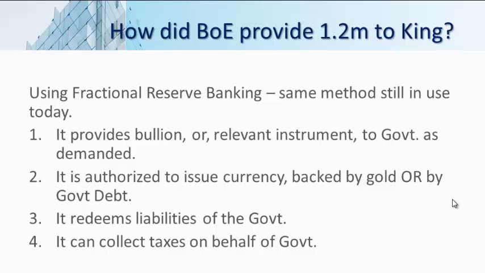The bank is now authorized to issue currency backed by gold or by government debt. It can redeem the liability of the government. This is how the modern state bank works. The government writes a check and anybody can present it to the central bank and the central bank will cash it. Actually, of course, there's no gold involved anymore, but it will deposit an electronic entry in your bank account if you present it with the government obligation. And it can also collect taxes on behalf of the government if the government owes the bank. So this is not true anymore for our banks.